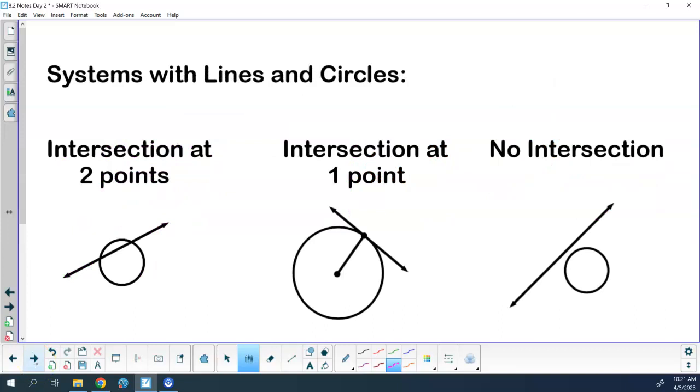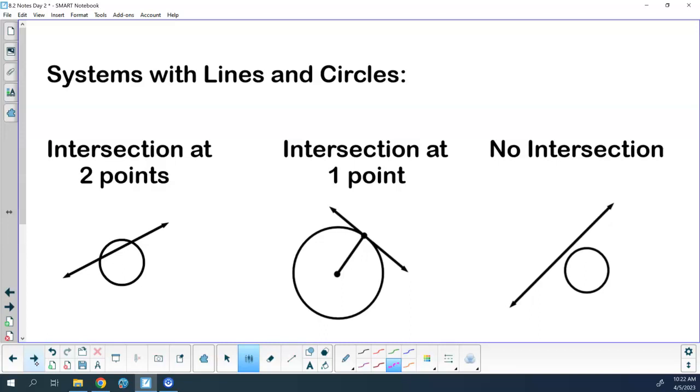Now, we got to talk a little bit, and this is kind of leading into a couple of weeks from now, too. But we're going to talk about a specific one here with a circle and a line. A circle and a line can intersect in one of 3 different ways. Okay? A line can cut across a circle and it can touch twice. A line can cut across a circle and it can only touch once.